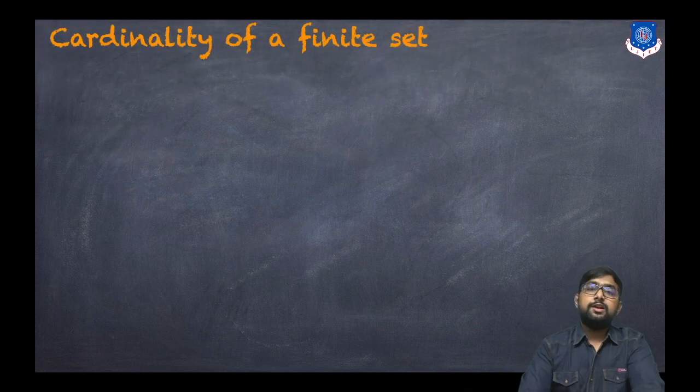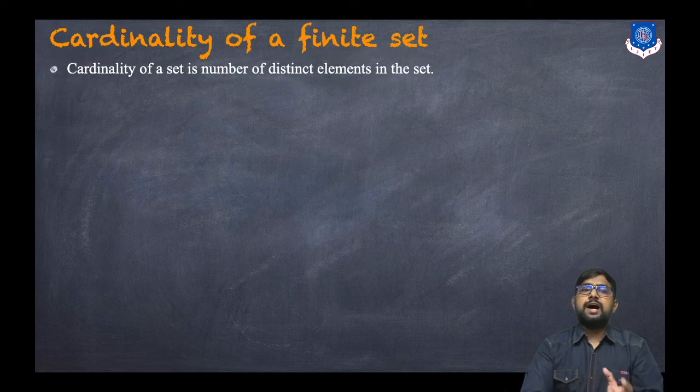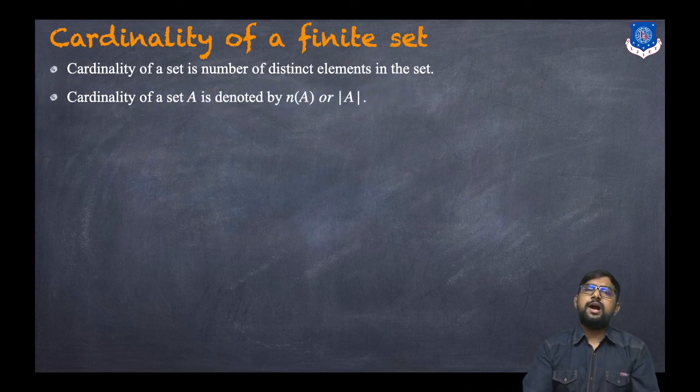Now, cardinality of a finite set. Cardinality of a finite set is the number of distinct elements in the set. The cardinality of a set is denoted by n(A) or |A|.